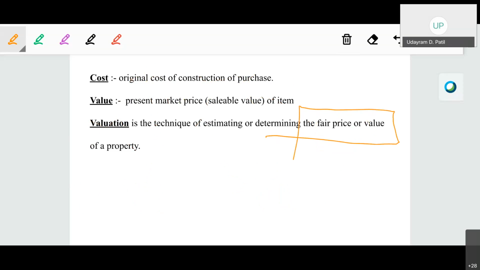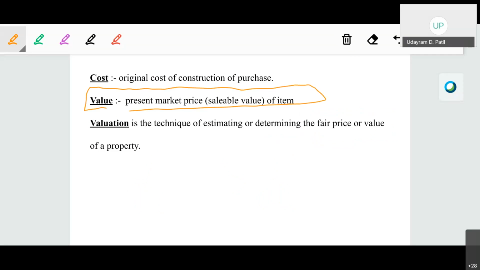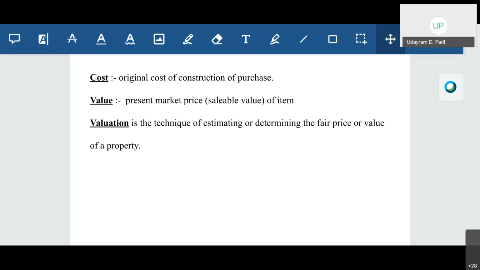Okay, so remember that valuation, even though it is the market price, means not only just preparing the market price. Valuation means preparing or determining the fair price. Always remember that. Or the fair market value. Not just the market value but the fair market value. So that is the valuation.